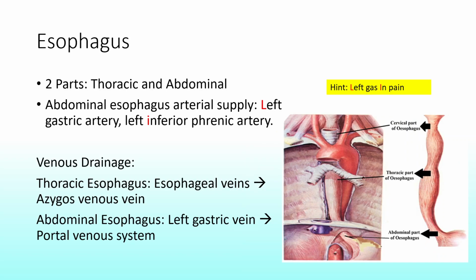So esophagus. When examining the esophagus, it is divided into two parts, the thoracic esophagus and the abdominal esophagus, which is below the diaphragm. The arterial supply of the abdominal esophagus is the branches of the left gastric artery and the left inferior phrenic artery. So something that I like to remember is left gas and pain. So left gastric and then inferior phrenic.